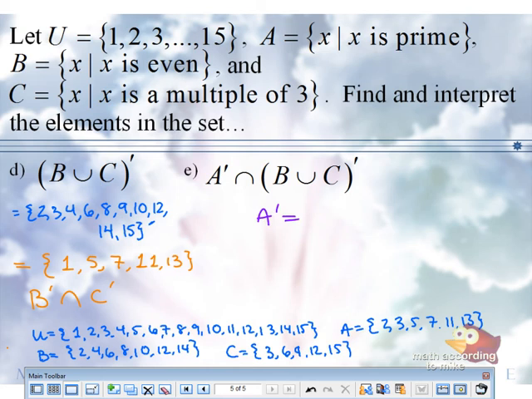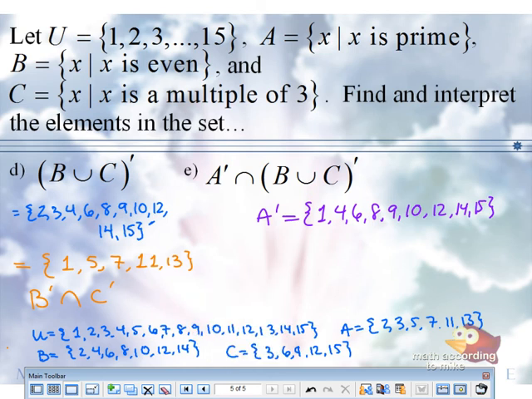Oh, that looks like jelly. So A is 2, 3, 5, 7, 11, 13. Those are your prime numbers. Take out the prime numbers from your universal set. What are you left with? 1, 4, 6, 8, 9, 10, 12, 14, 15. Good job.